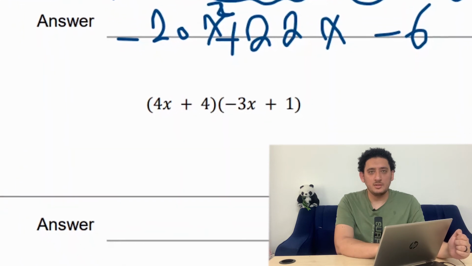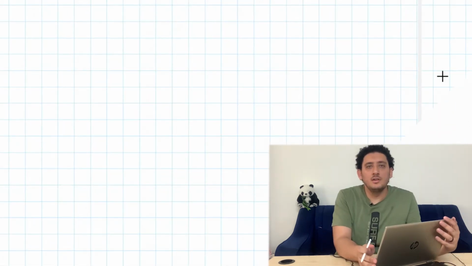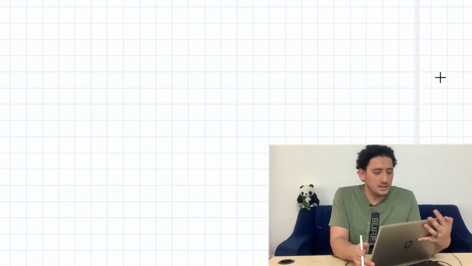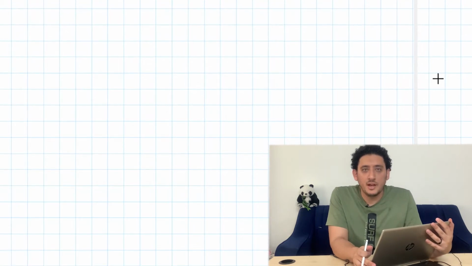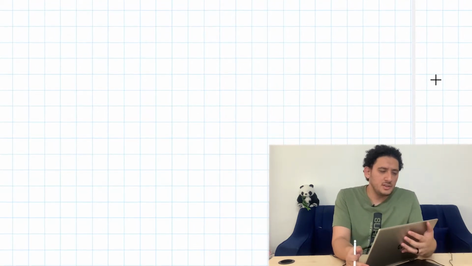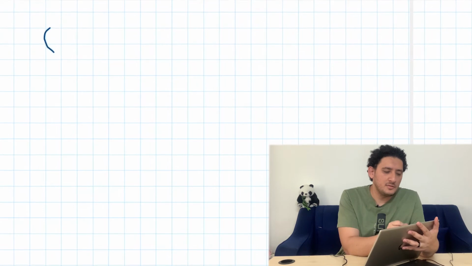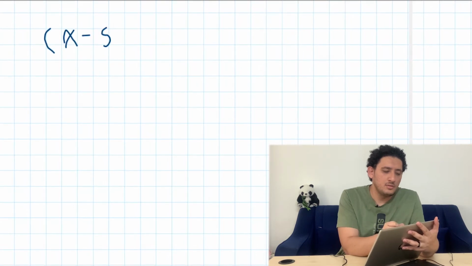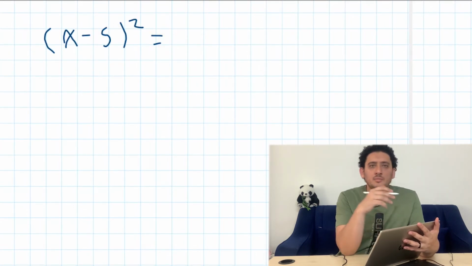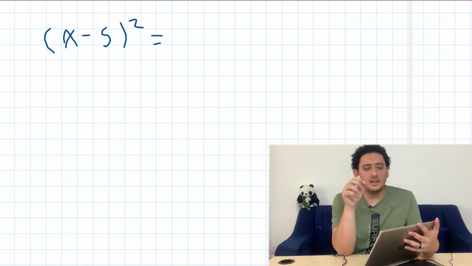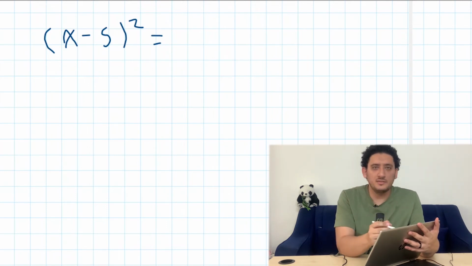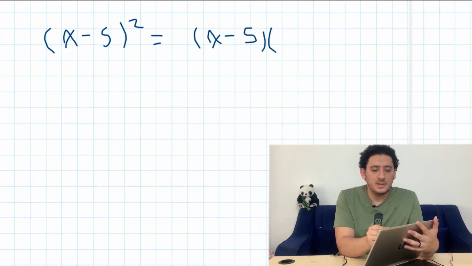Can you solve the second one? I think you can. What will happen if we multiply an expression by itself, a linear expression by itself? Like what? If we say x minus 5, all squared. By all squared, I mean multiplying the expression by itself. It means multiplying x minus 5 by x minus 5.